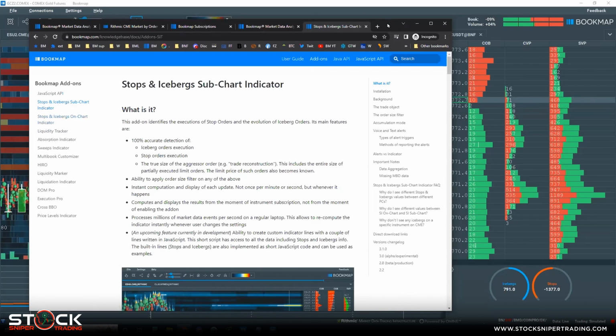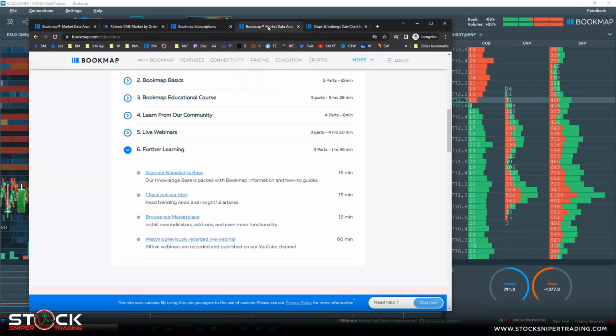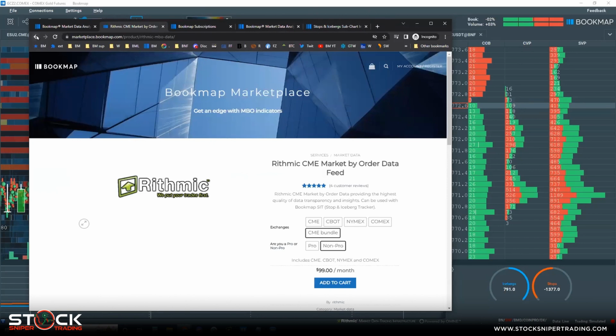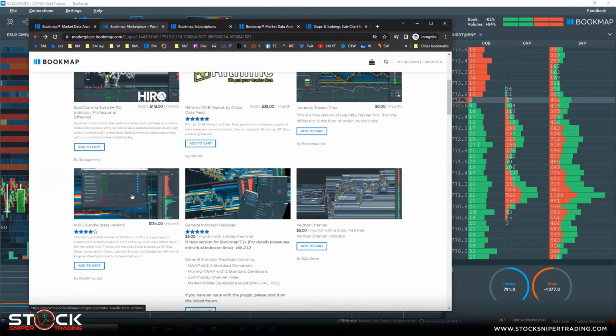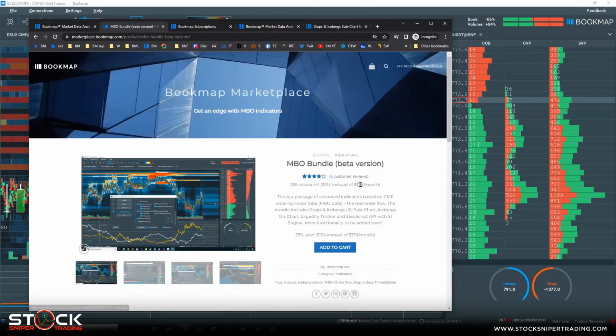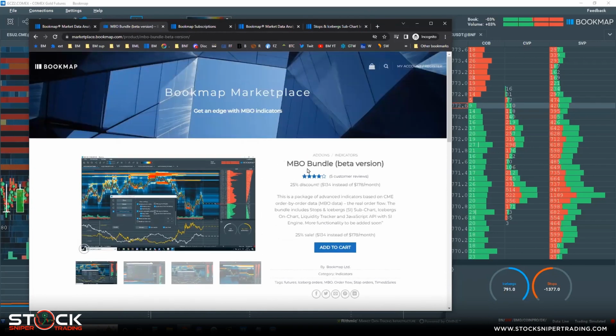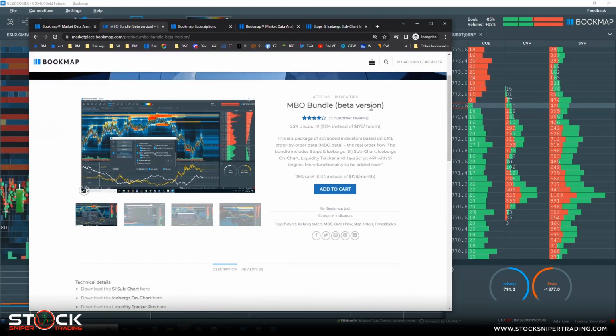Stops and icebergs are sold separately on the Bookmap marketplace. Okay, because where is that marketplace? Here it is. We did this on purpose because it's expensive. I mean, it's 134 per month, but the insights here are pretty interesting and should offer a really nice confluence.